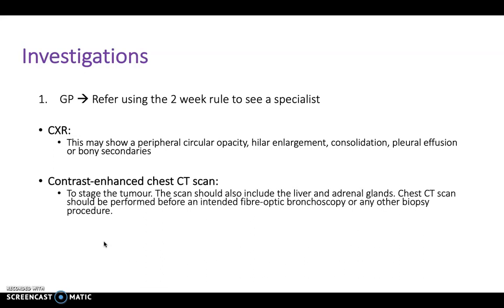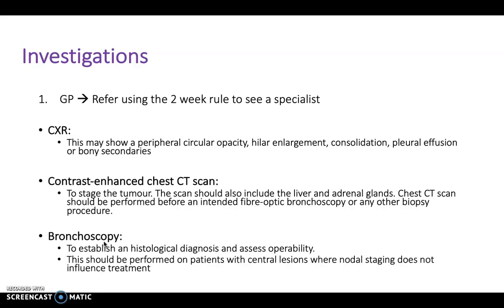Moving on from here, you'd do a contrast-enhanced CT scan, and this would predominantly help you stage a tumour or find one if you hadn't seen one previously. Following that, you can do a bronchoscopy, and this would establish a histological diagnosis and assess operability as well. So this should be performed on patients with central lesions where nodal staging does not influence treatment.